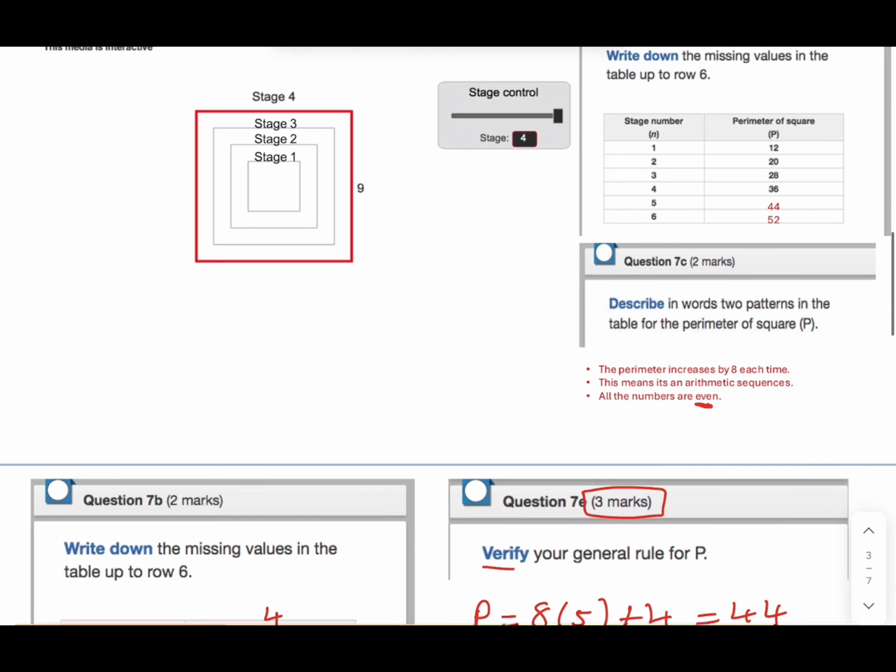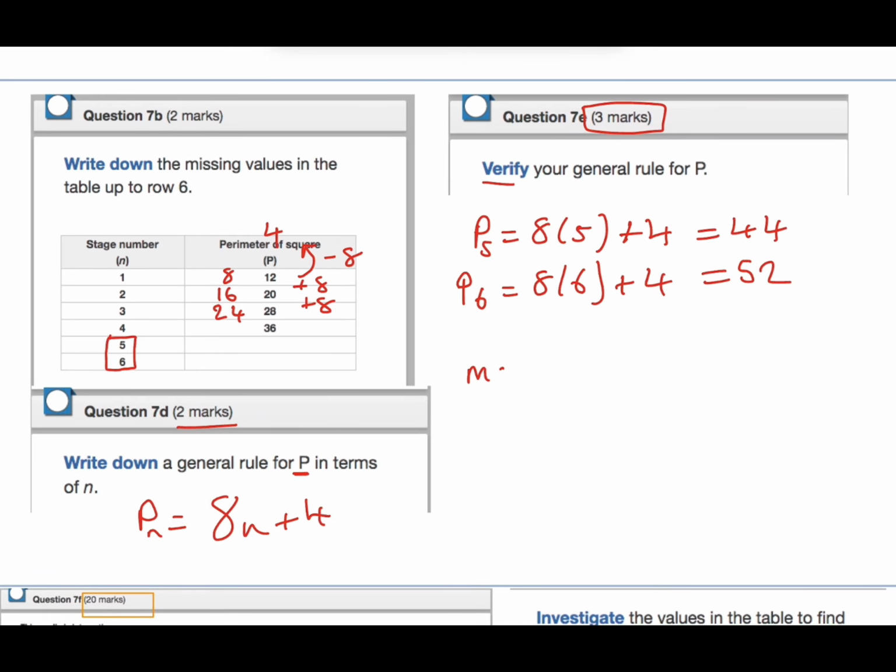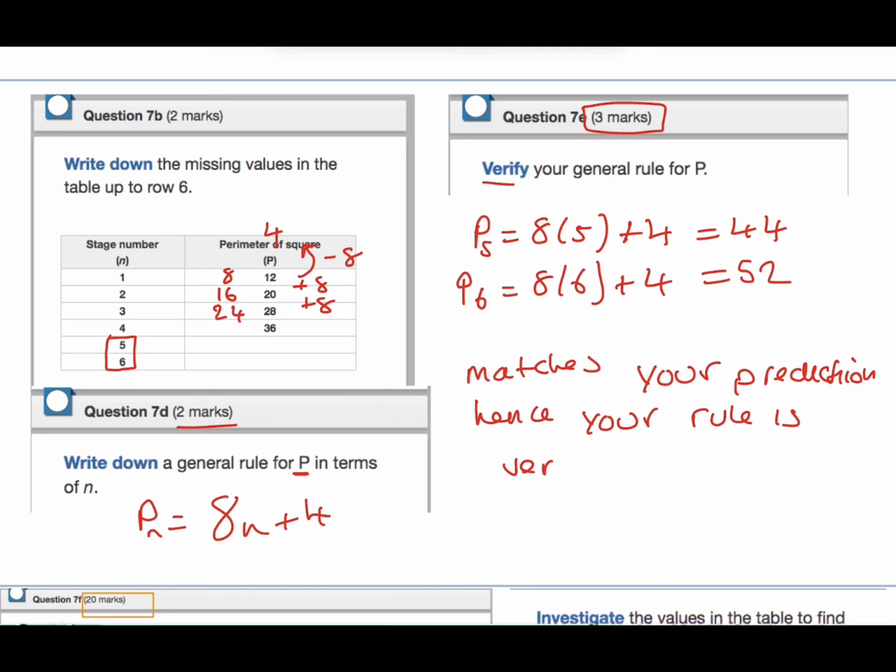And if we go back to the table, there were the 2 answers there that I predicted. So here, you have to say that it matches your prediction, and hence your rule is verified.